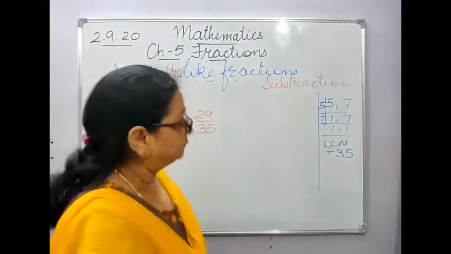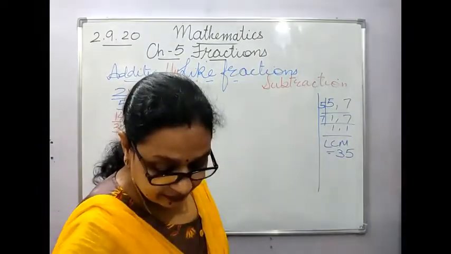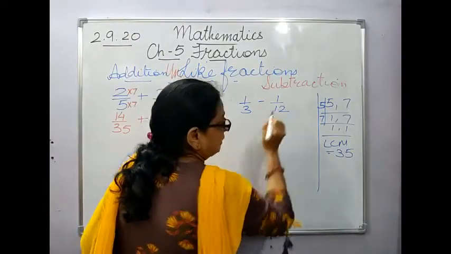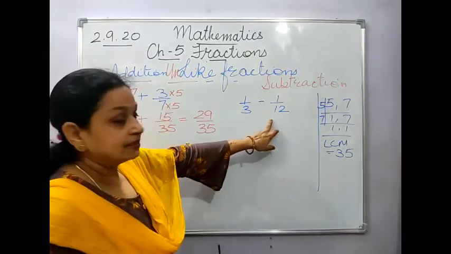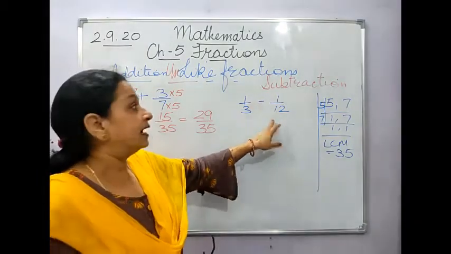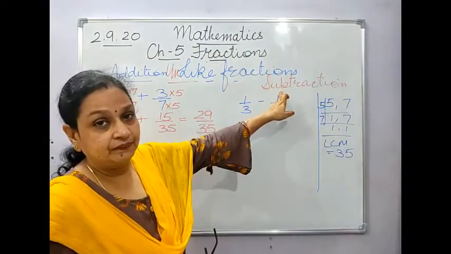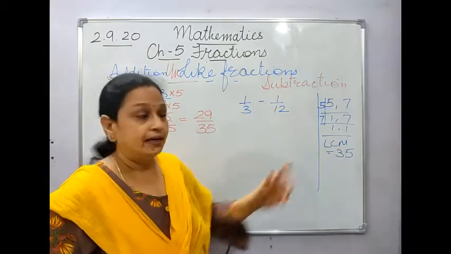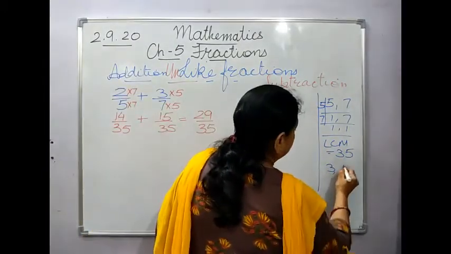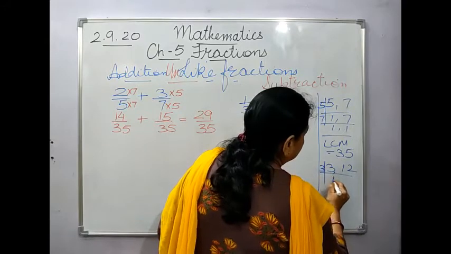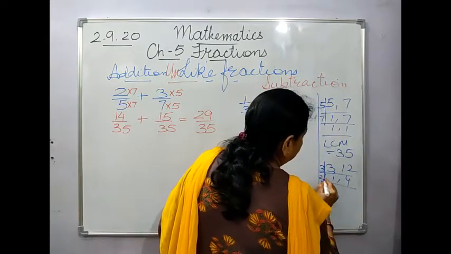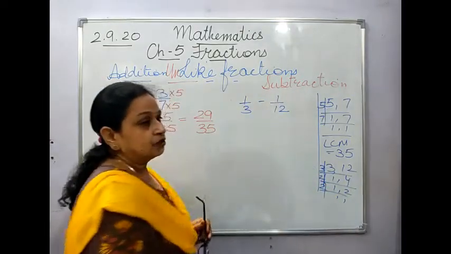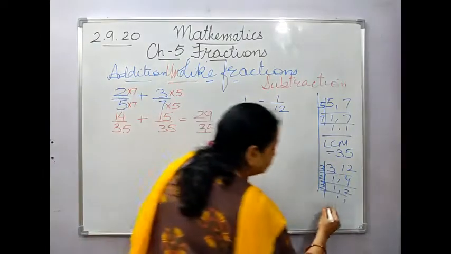For this I'll take 1 upon 3 minus 1 upon 12. Denominators are different. That means they are unlike fractions. When they are unlike fractions, to make the denominator the same, we will take out the LCM. So 3 and 12. 3 1s are 3, 3 4s are 12. 2 2s are 4, 4 3s are 12. So your LCM here is 12.